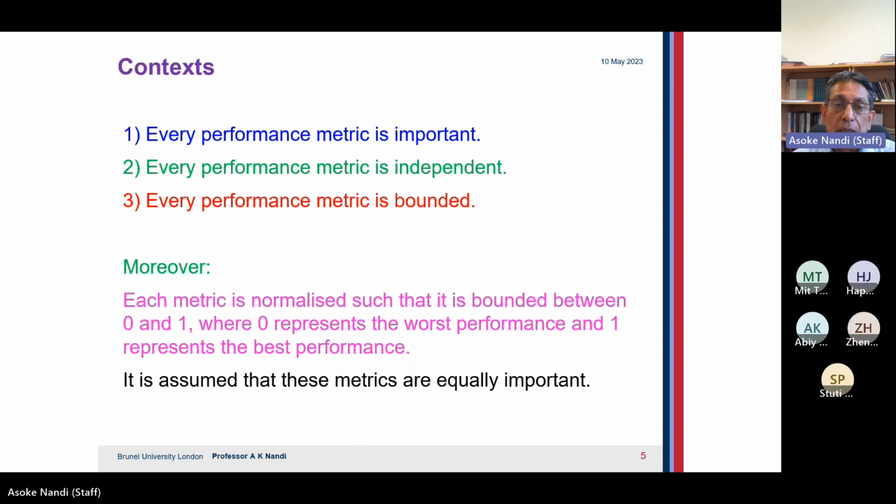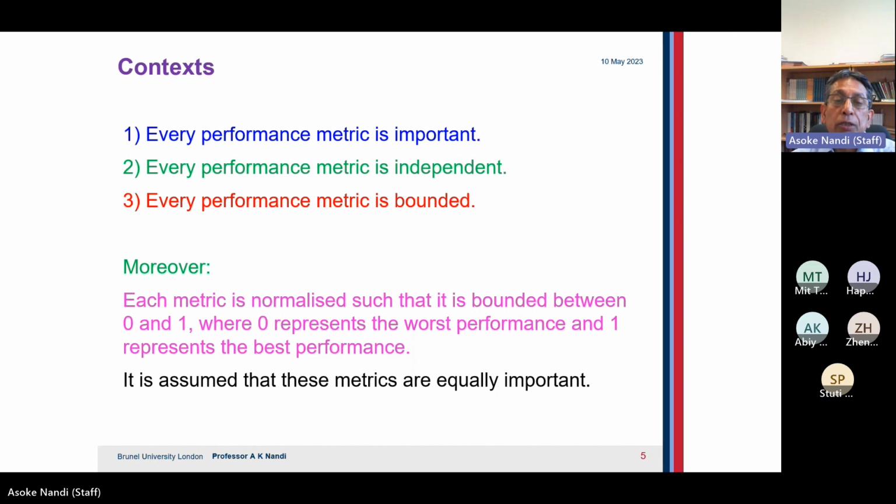So the given thing is that every performance metric is important. And every performance metric is independent. That is, they do not depend on the other ones. And every performance metric is bounded. What I mean by that is that this is a performance metric, so it should have a number, and this number could not be infinite. So it has a bounded range. But moreover, for this presentation, each metric is normalized such that it is bounded between 0 and 1. And 0 means it's pretty bad, and 1 means it's the best.